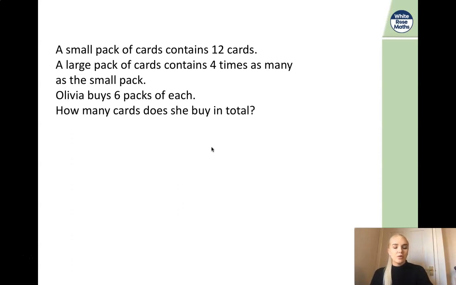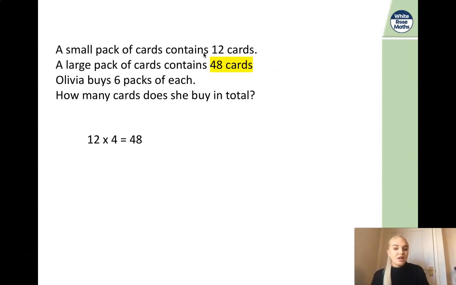Okay, well first of all, we know how many cards a small pack holds, but we don't actually know the exact value of a large pack of cards. Now we know they contain 4 times as many as a small pack. So to work out how many cards we have in a large pack, we will be working out 12 multiplied by 4. You might have worked this out as being 48. So we now know a large pack of cards contains 48 cards.